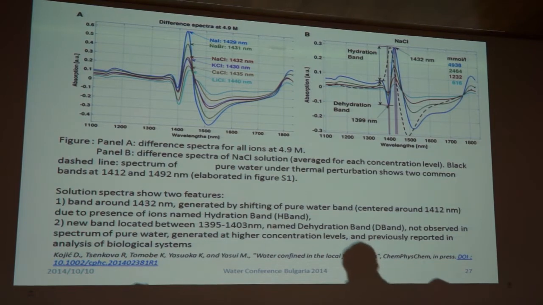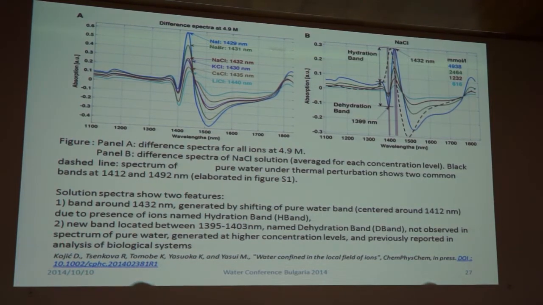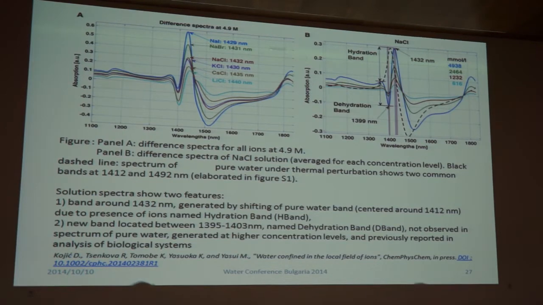Now, when we subtract the control, what we see is the dehydration band. This is the water that decreases when we lower the concentration. The water that is stuck between these two ions decreases because the ions are separated, and we lose this type of water. We lose this strength that we can measure at 3092, 3098 nanometers.